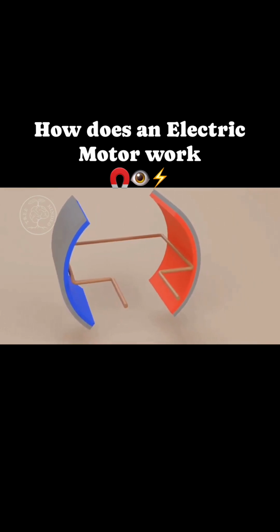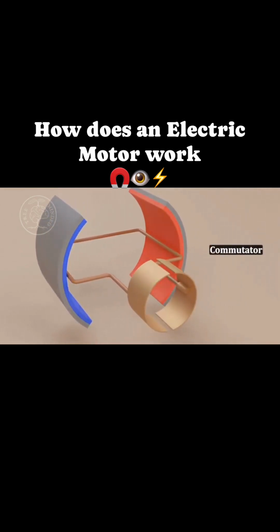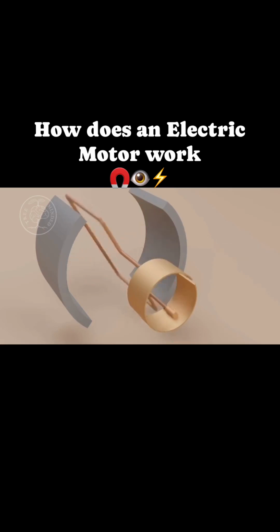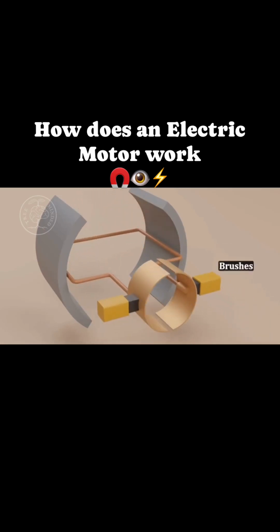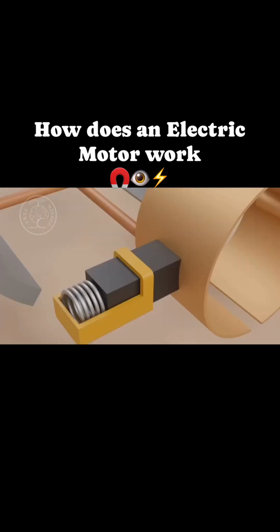We need to add something to the armature called a commutator. It's a ring with gaps on the opposite sides. The commutator will spin along with the armature. Now we connect the circuit with two brushes on the side. These brushes will slide along as the commutator spins, and they are spring-loaded so that they always maintain contact.